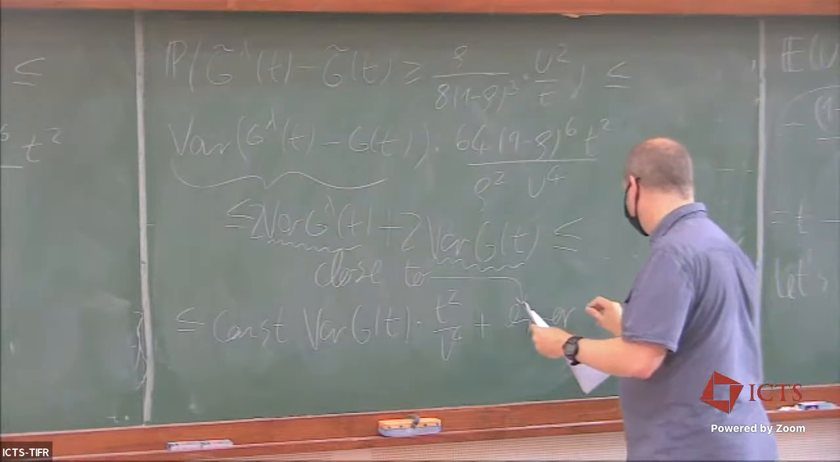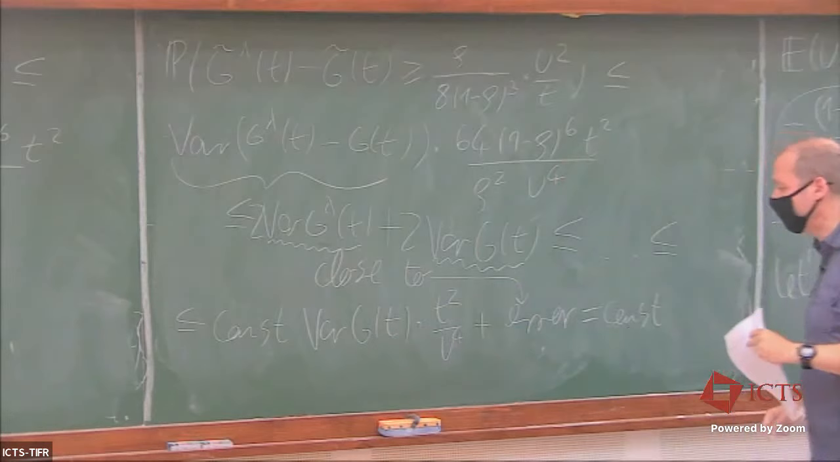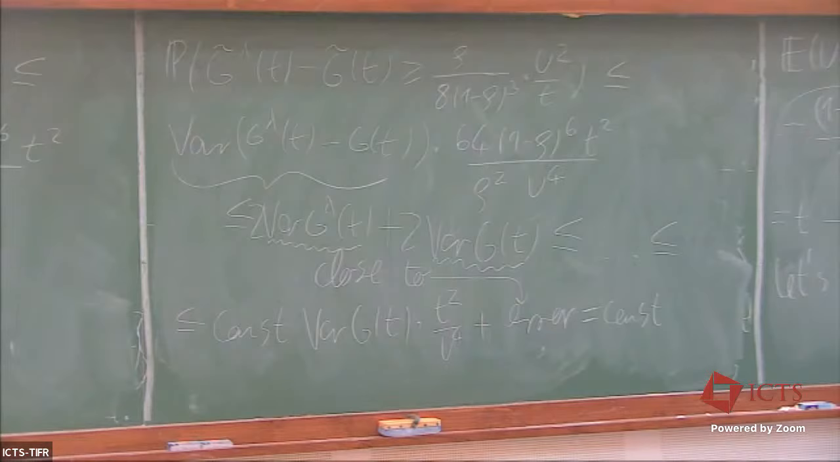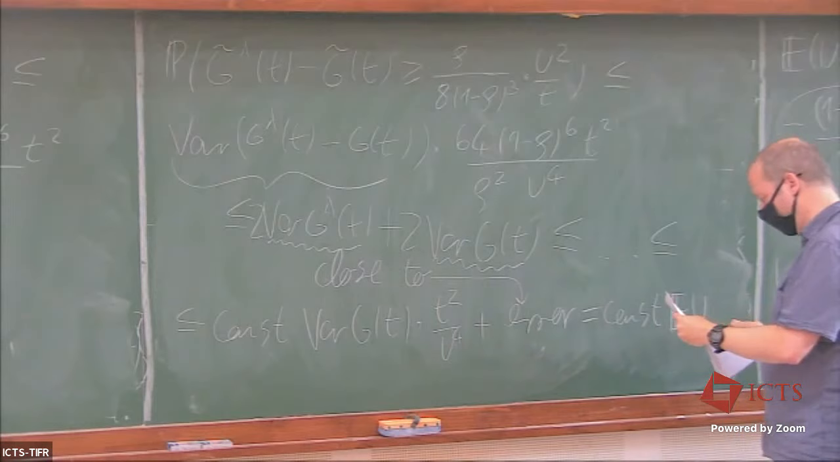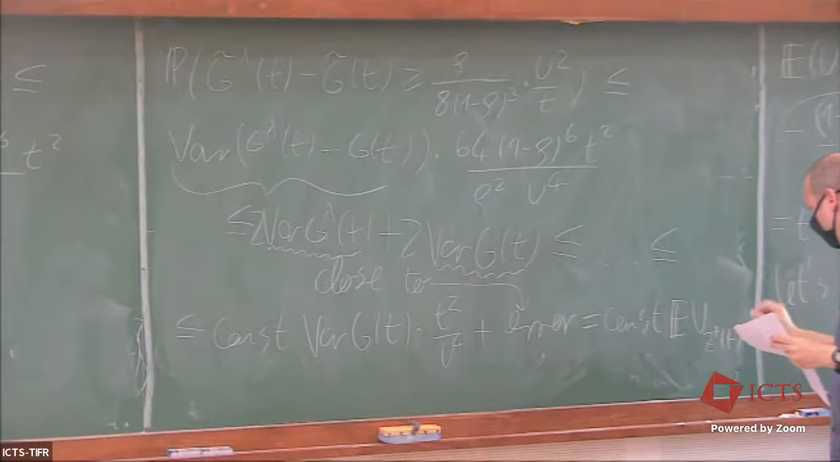And that gives you, according to the lemma we proved last time and today, half of the time, the variance of G actually moves over to the expectation of the exit point. The variance of G is the expectation of U of Z plus, plus error. And of course, very important that you have the T square over U four.